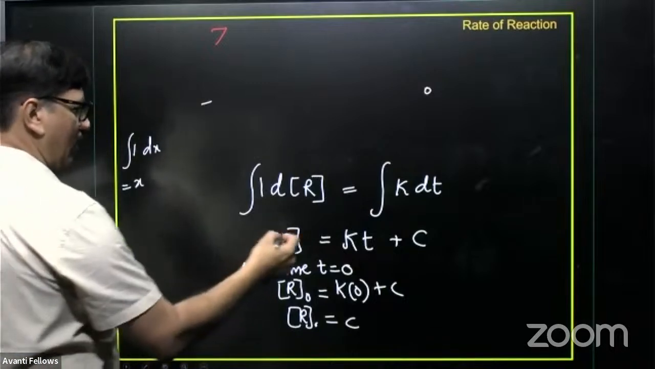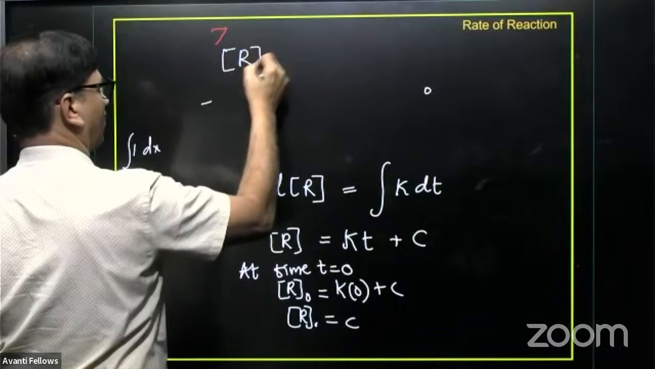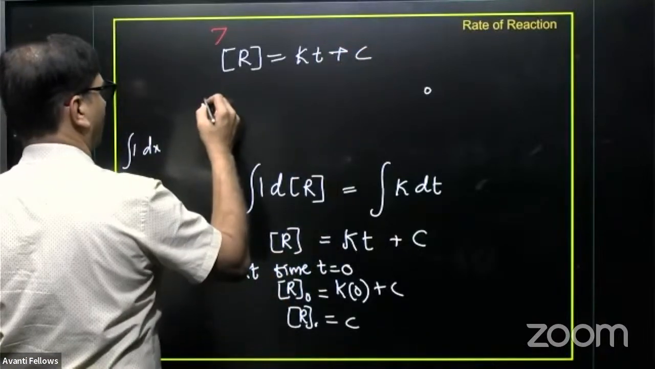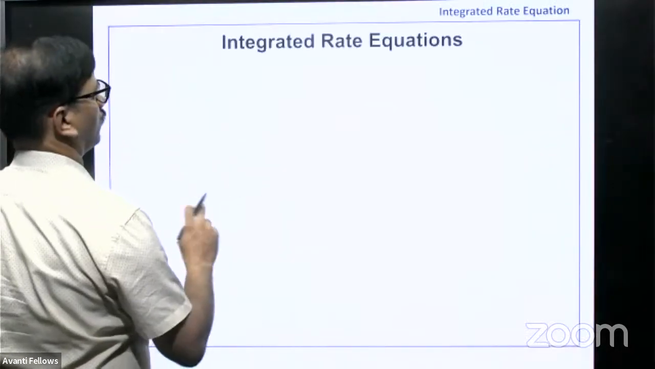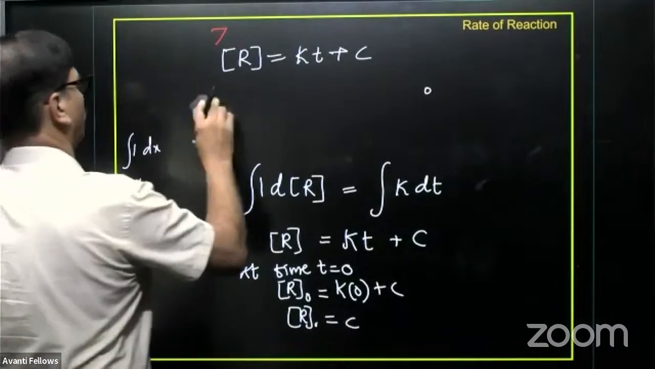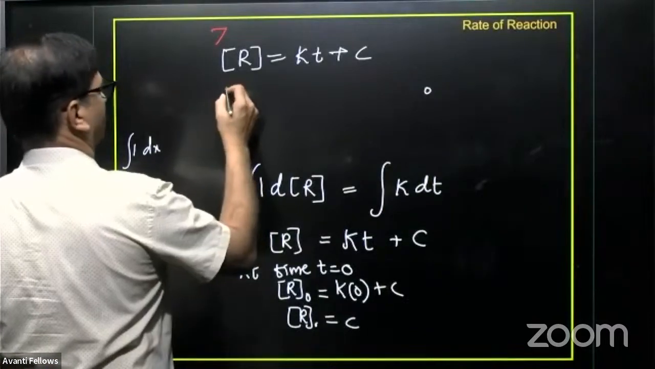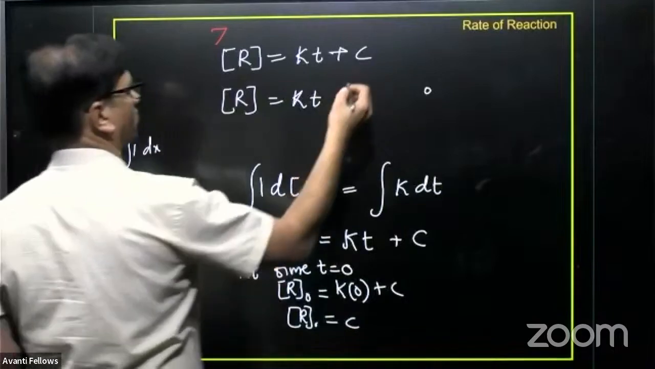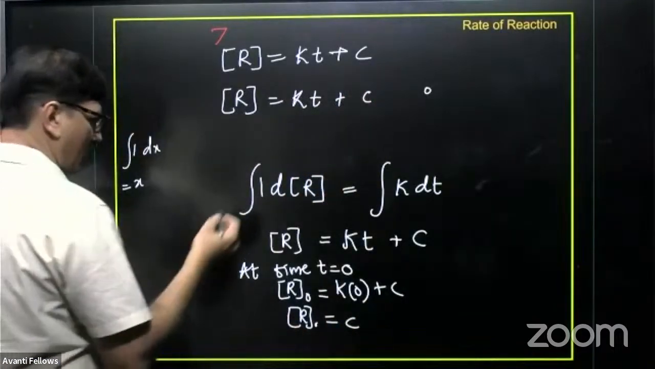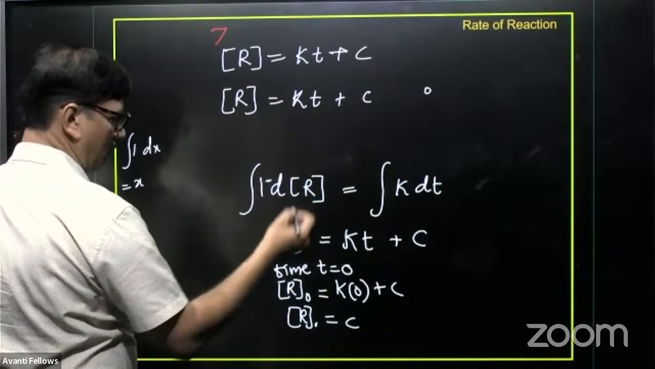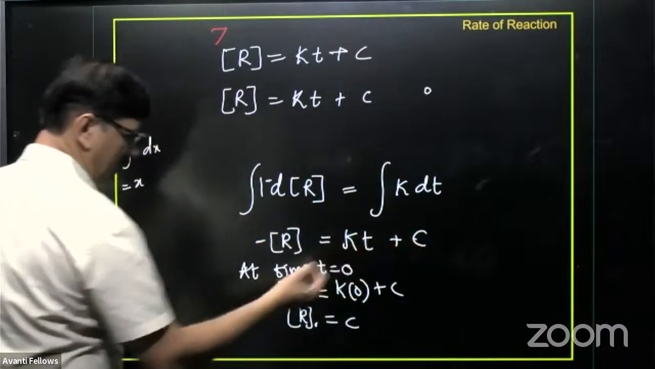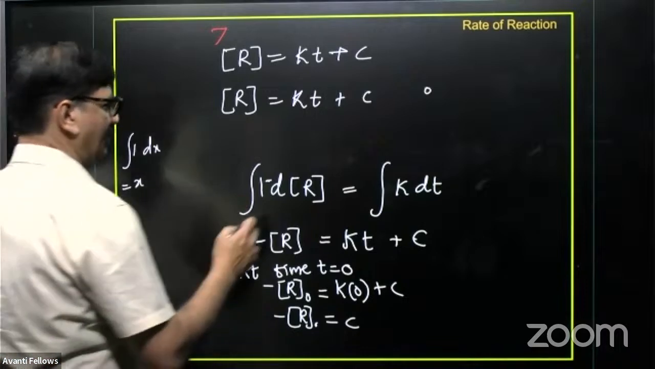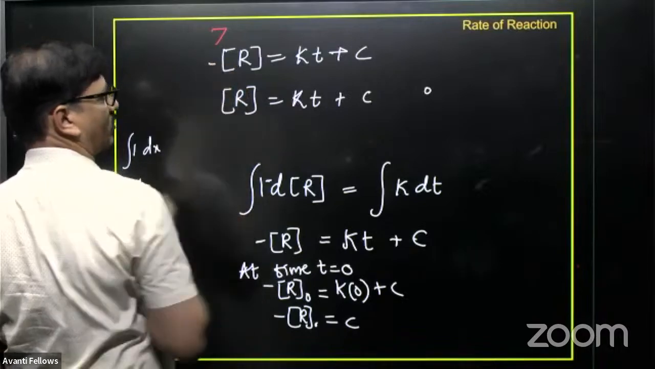Now, let us have the same expression. Concentration of R is equal to kt plus C. This is the concentration of R, kt, plus the constant of integration C. But I have not taken the negative sign. We have to consider minus dR, therefore minus R. And the constant C is also minus R0 because it is the concentration of a reactant, so the minus sign is to be taken. So this expression will be minus R is equal to kt plus C.